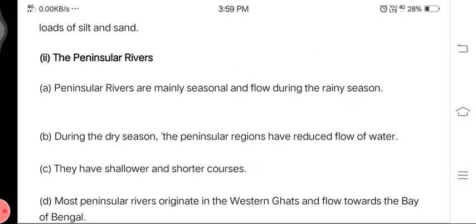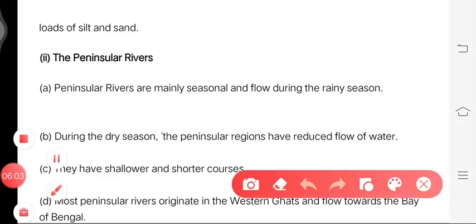Now we come to the peninsular rivers. Peninsular rivers are mainly seasonal and flow during the rainy season. The water flows in these rivers commonly during the rainy season, or sometimes when rain comes in other seasons.